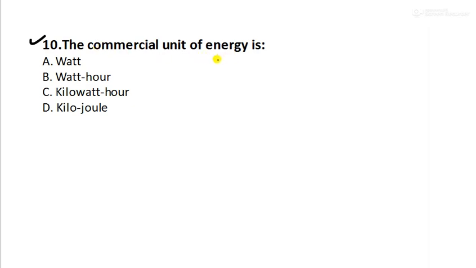The commercial unit of energy. It mainly refers to electrical energy here. What is that? Commercial unit. It is called kilowatt hour. It is also termed as unit. So the commercial unit of electrical energy, you have to write electrical energy, not just energy, is kilowatt hour. Keep this in mind, and it is commonly called unit.